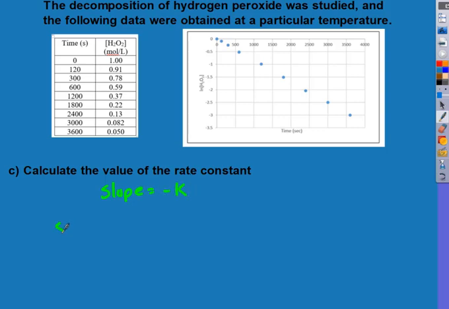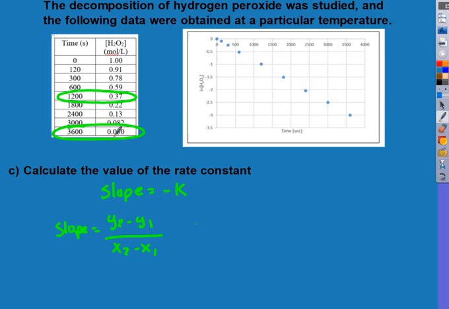And then slope is equal to y2 minus y1 over x2 minus x1. It doesn't matter which two times and concentrations you use, but choose ones that are spread out. So I'm going to use this one and this one.